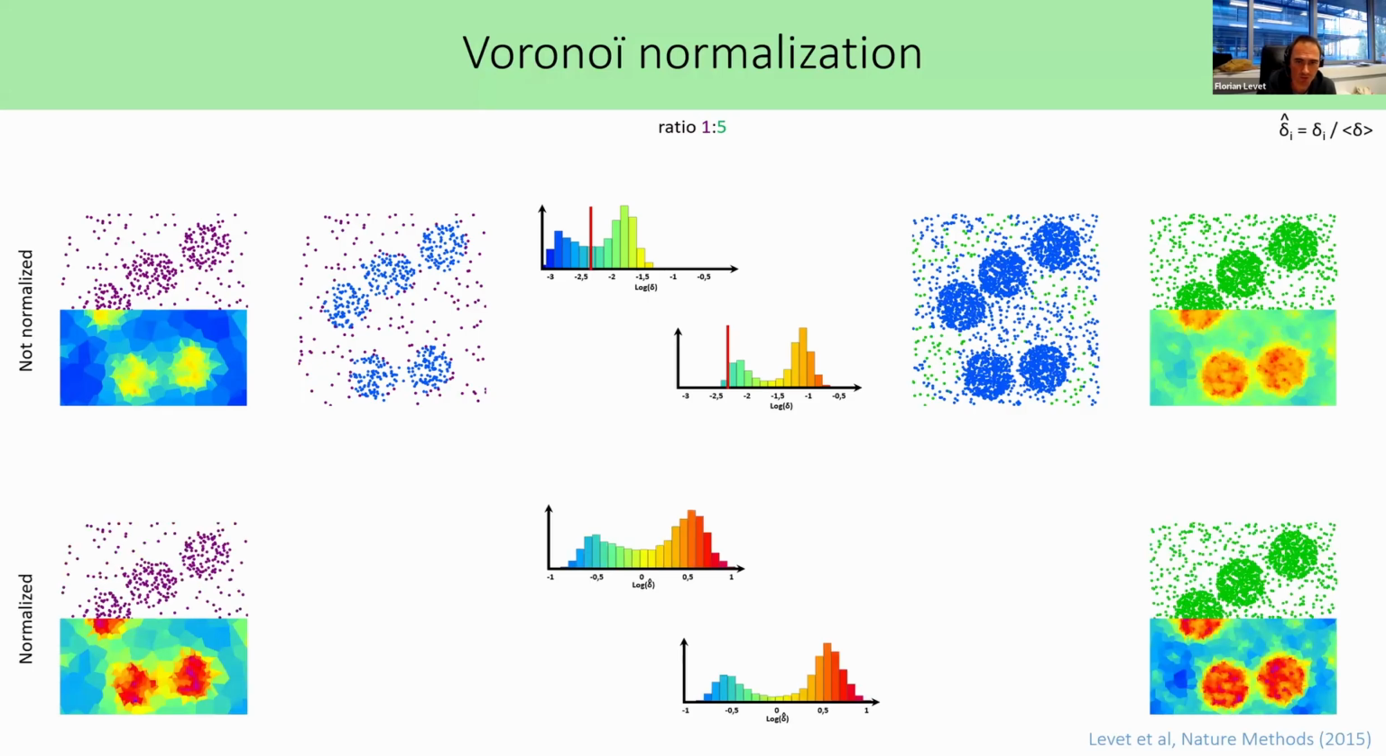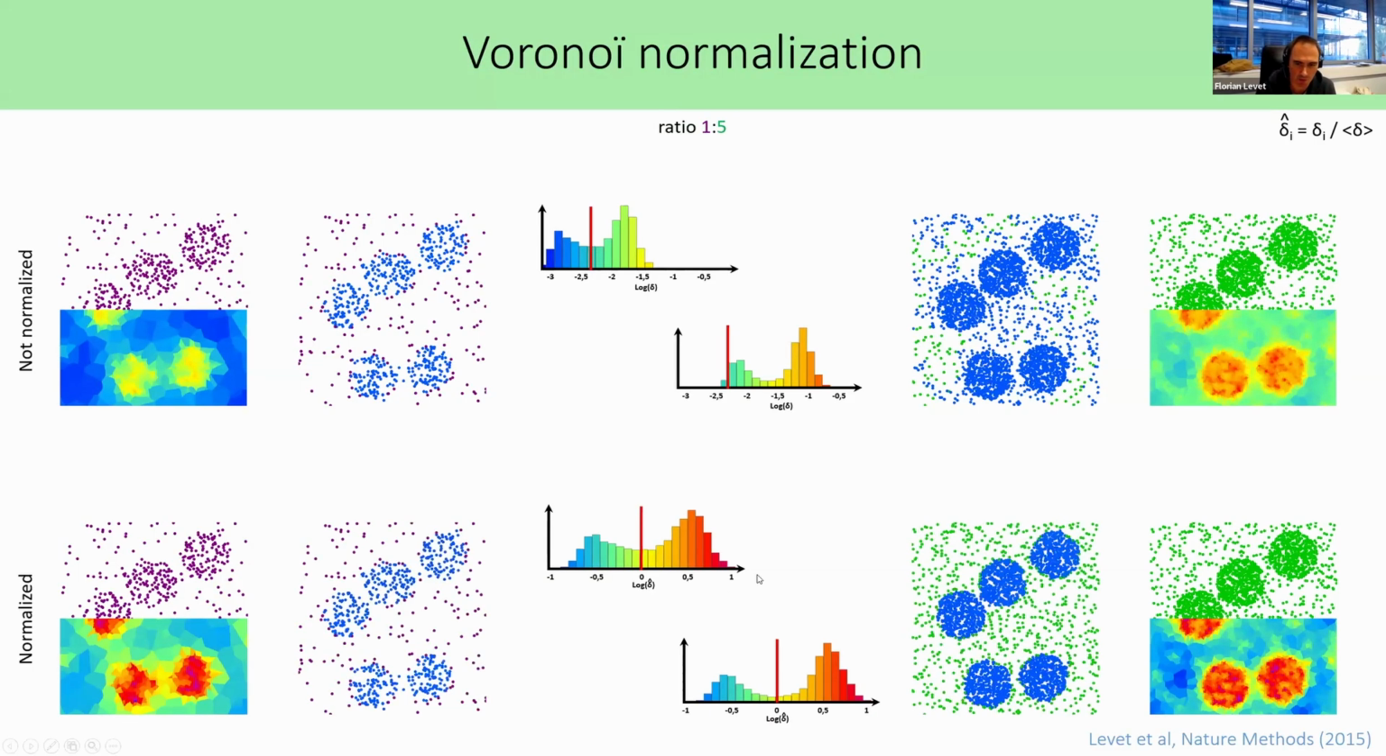But now what you can do with the Voronoi density is that you can normalize the Voronoi density that you have computed by dividing this density by the average density of your dataset, meaning the number of localizations of your data divided by the area. When you do that, you can see now that the two distributions of the density are shifted to the same position. And now you can apply a threshold of 0, meaning 1 times the average density since we are in a logarithmic distribution, and have a nice segmentation for your two datasets.